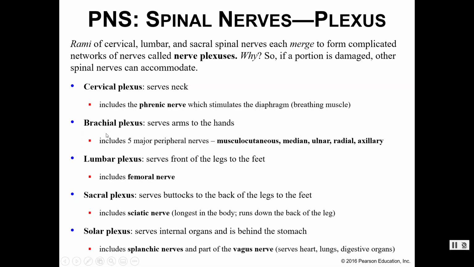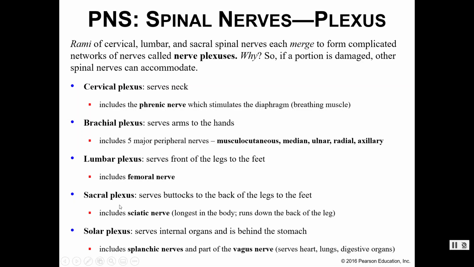Your brachial plexus, this does your hand and your arm all the way down to your hand. We have 5 major peripheral nerves. Your musculocutaneous nerve, which does the skeletal muscles and the skin. You've got your median nerve, ulnar, radial, and axillary nerves as well. Okay, these are just some of the main ones involved in your brachial plexus. Your lumbar plexus does your leg down to your foot. This includes your femoral nerve, which runs on the front, the anterior region of your leg.